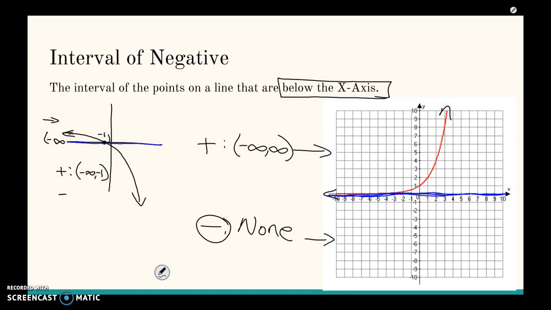For the negative interval, and you don't have to write this one down, but it's good to see it, the negative interval would be everything that's below. So that's going to be all this that's going down this way. Now, with this particular problem, that would be from -1 all the way to the right, which is going to keep going to the right towards infinity. So that would be from -1 all the way to positive infinity, that it's going to be below the axis.